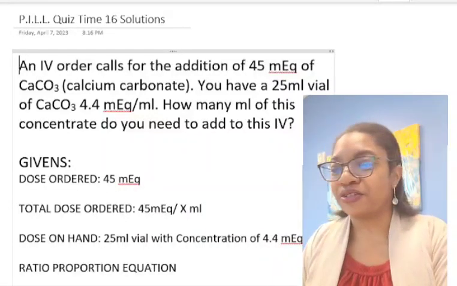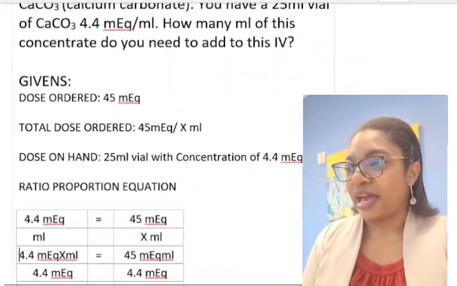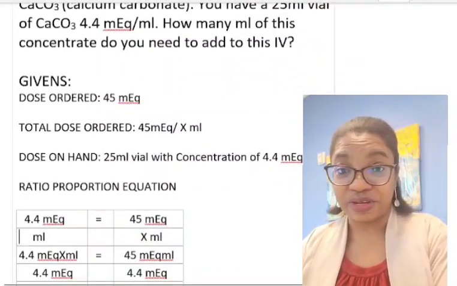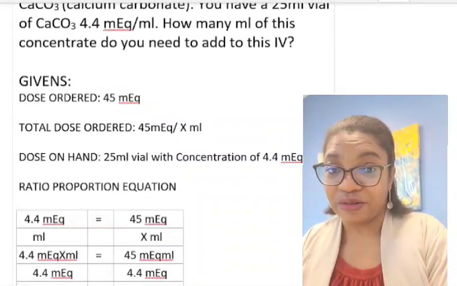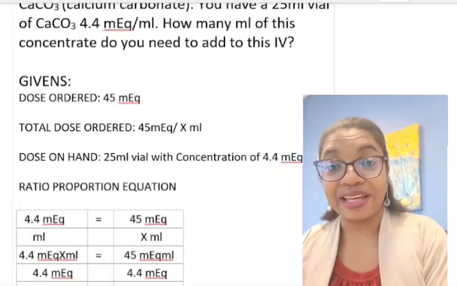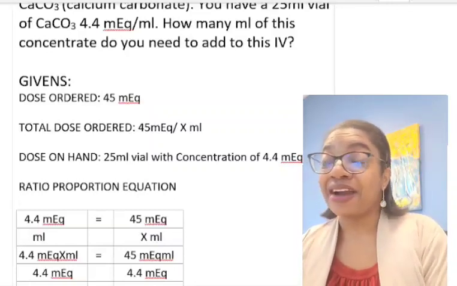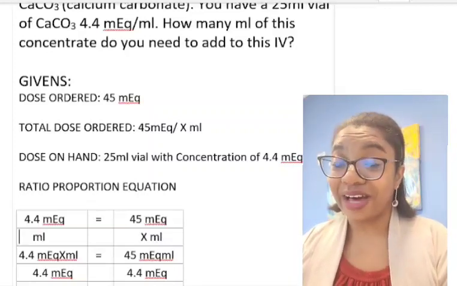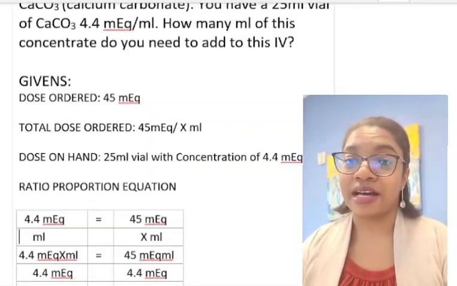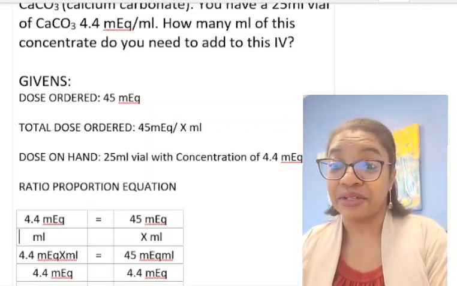So with our ratio proportion equation set up, we will set up our concentration of our dose on hand, 4.4 milliequivalent per 1 mL on the left-hand side, and our total dose ordered on the right-hand side, 45 milliequivalent per our unknown volume, X milliliters.